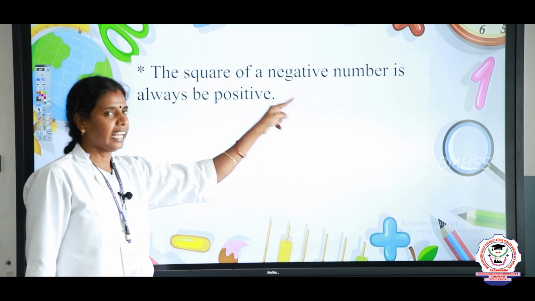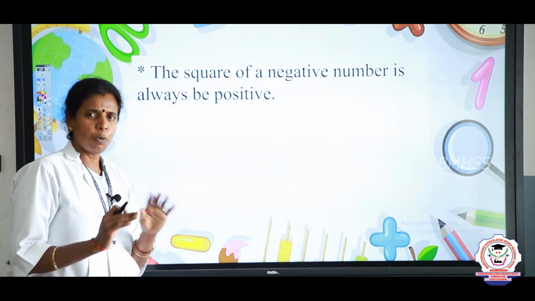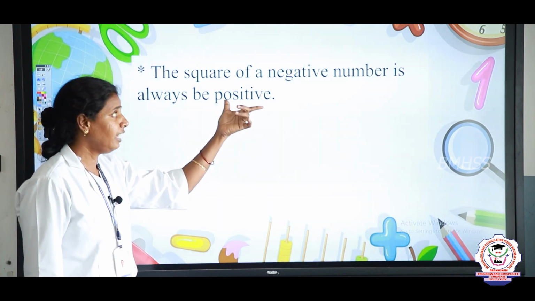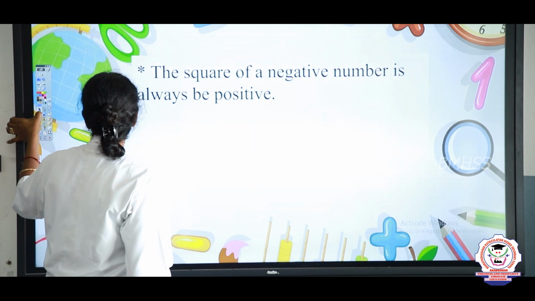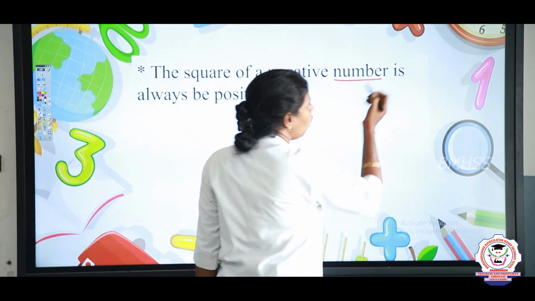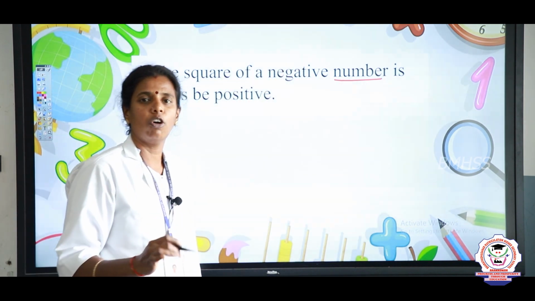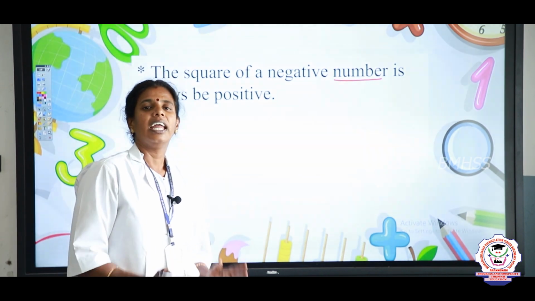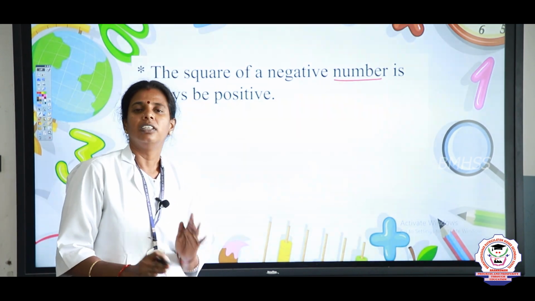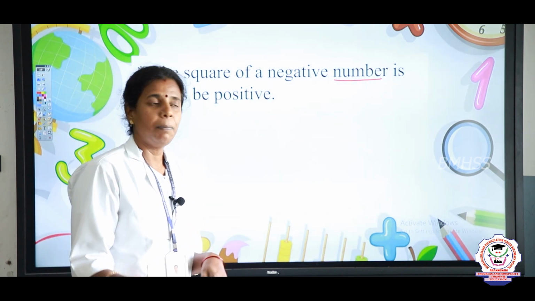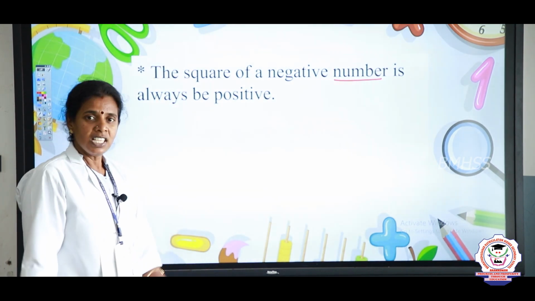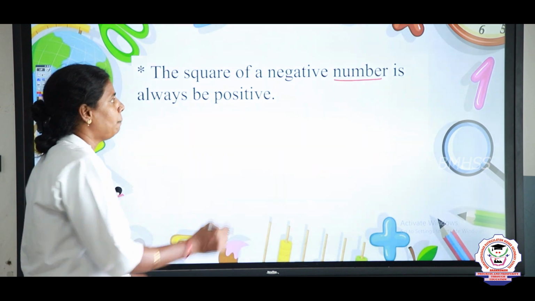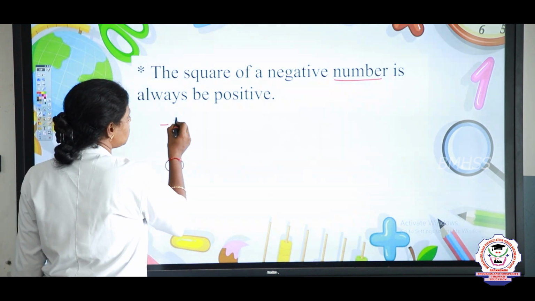The square of a negative number is always positive. Here the negative number may be a whole number, an integer, a decimal number or a rational number, whatever it may be. If it is a negative number, the square of that number will be always positive. For example, we can see minus 3 square.